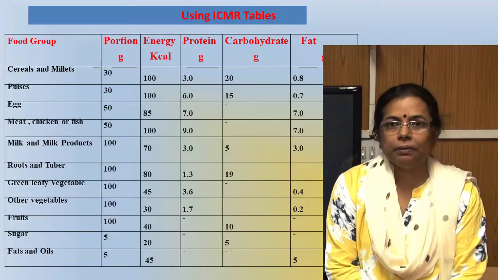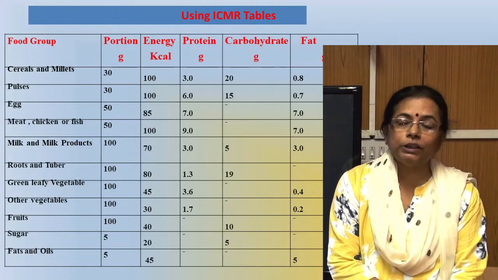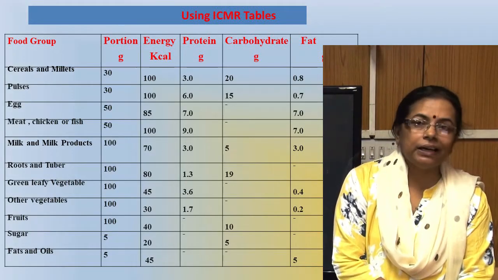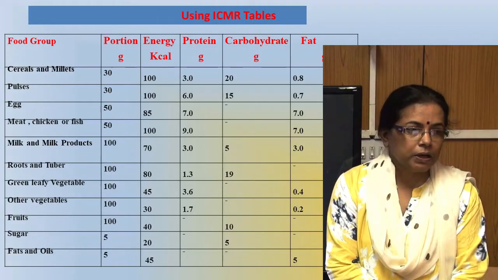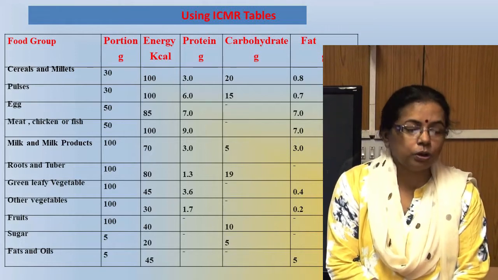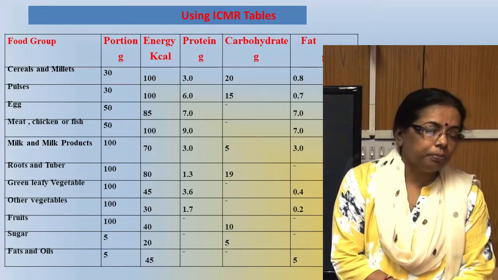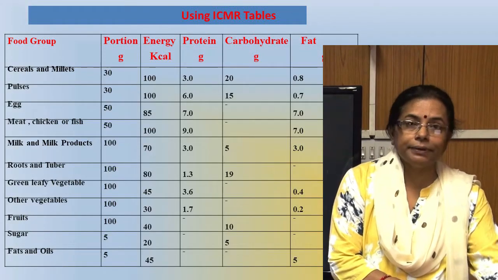This is the ICMR table. ICMR has suggested portion size of each food group. For example, one portion of cereals and millets consists of 30 grams. One portion of pulses consists of 30 grams. One portion of egg consists of 50 grams. One portion of meat, chicken or fish consists of 50 grams. Likewise, it is given here.